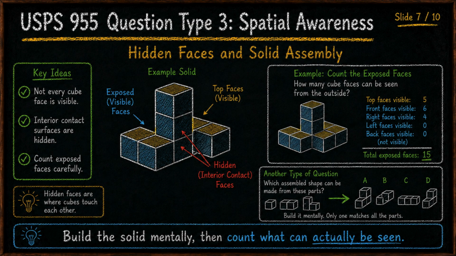For solid assembly questions, the idea is similar. Which assembled shape can be made from the parts? Look for how the blocks must connect. Check whether the final shape uses all parts. Check whether any cube is unsupported or misplaced. Build the solid mentally first. Then count what can actually be seen.